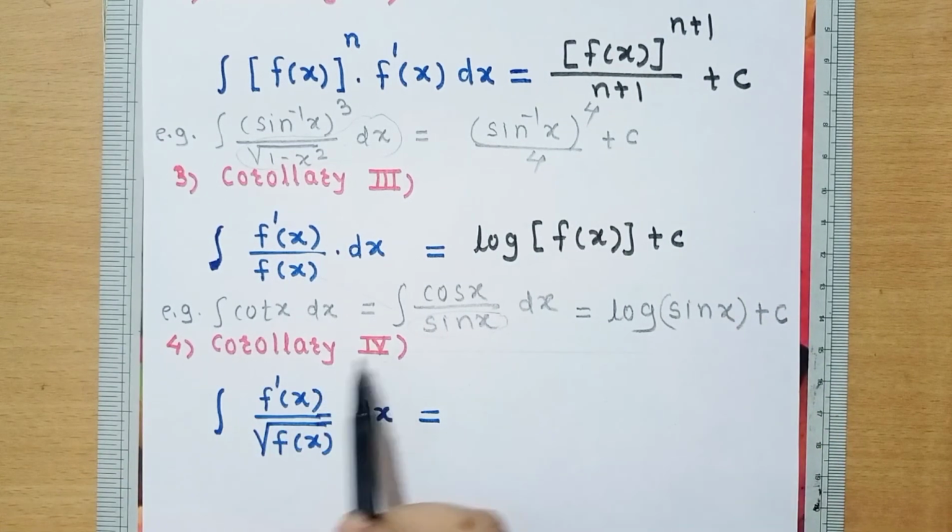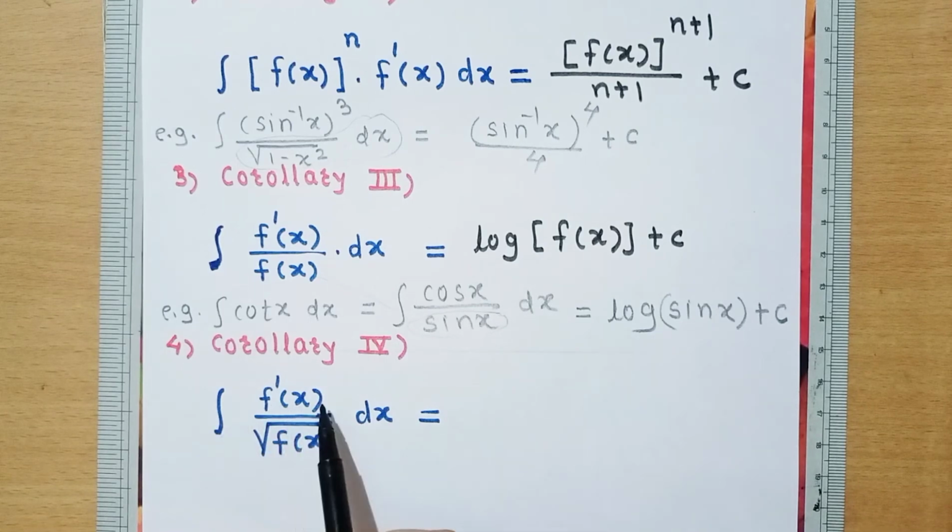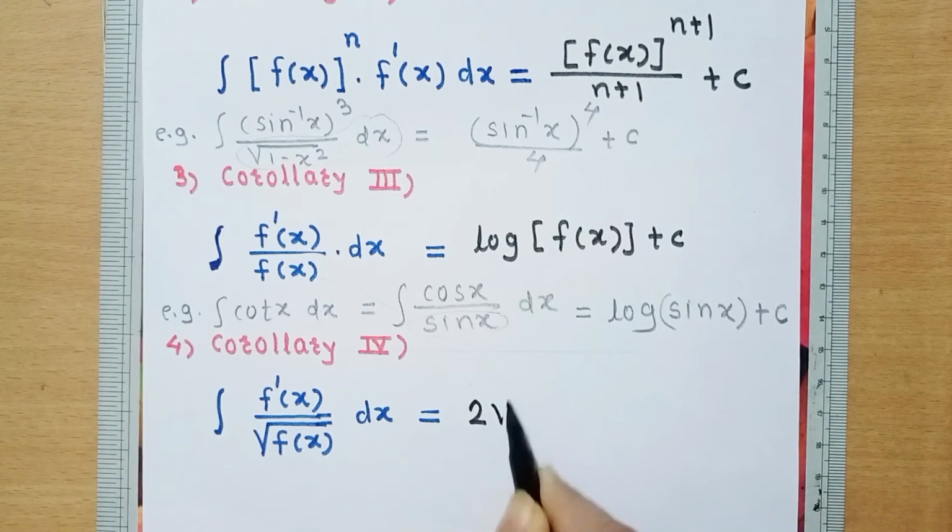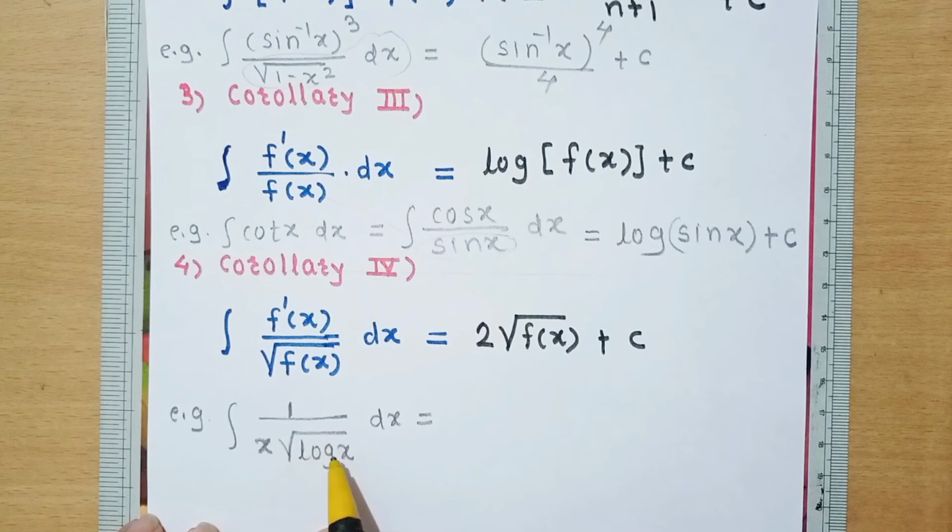And the fourth corollary is integration of f dash x upon root of f x dx. Then in this case we will write 2 root f x and then write down plus c. So let's check one example. So this is our example.